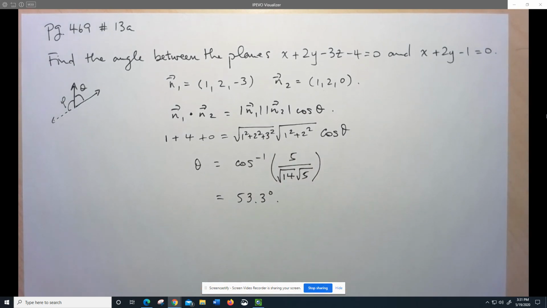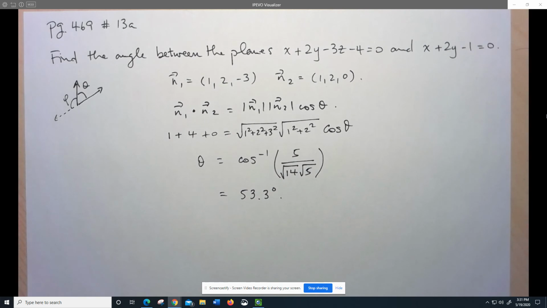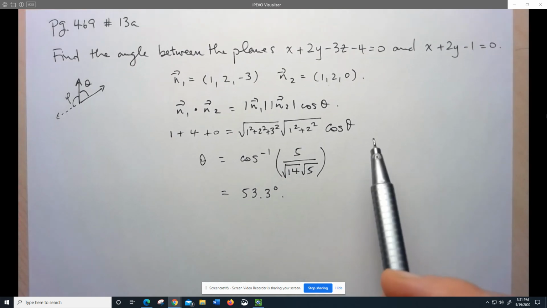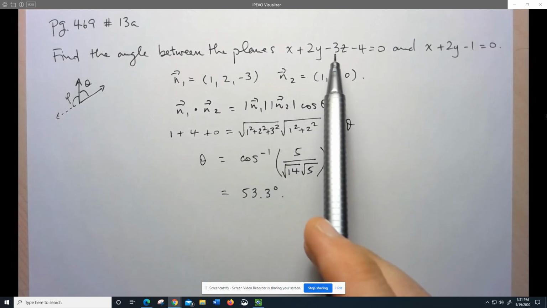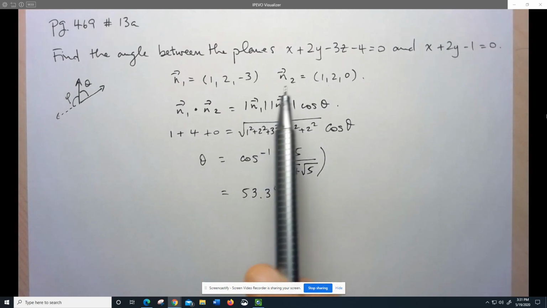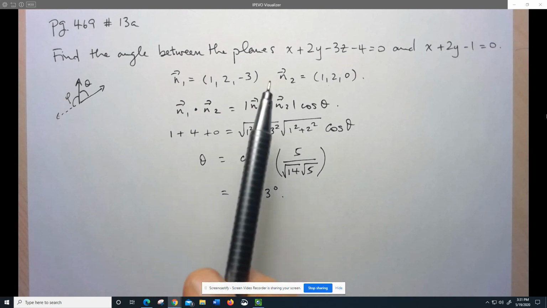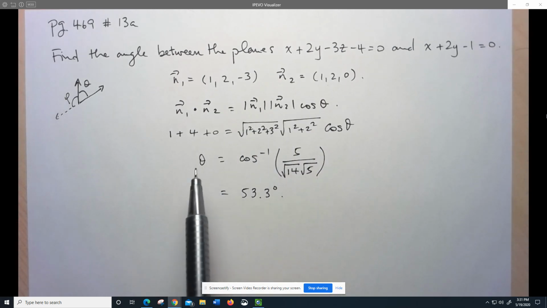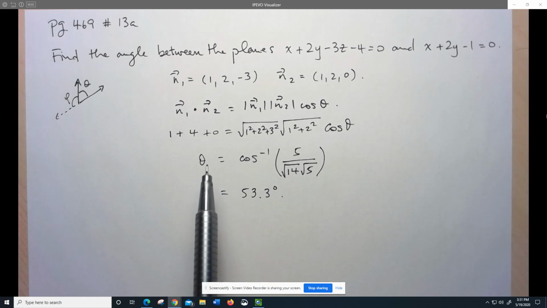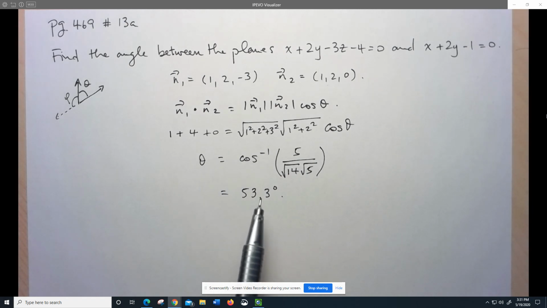Just to recap here, finding the angle between two planes is the same as finding the angle between the normals, which of course we get by looking at the coefficients of x, y, and z in Cartesian form. Then from there, we use the dot product to determine the angle. If the angle turns out to be obtuse, we subtract it from 180. In this case here, we got the acute angle straight away. All right, that's it for this one.